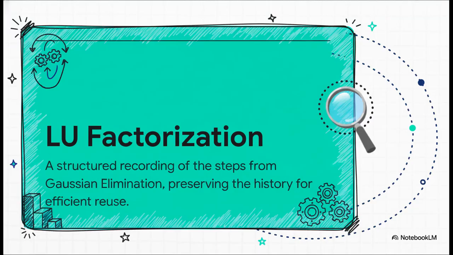LU factorization is, and this is just brilliant, basically a recording of the entire elimination process. It's like you hit record before you started. So instead of just throwing away all those steps we took, all the multipliers we used to create the zeros, we carefully store them. We preserve the complete history of the transformation. Why? So we never have to do all that heavy lifting ever again.